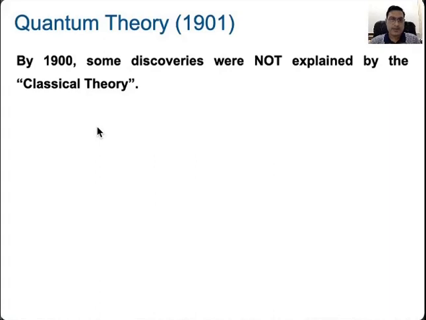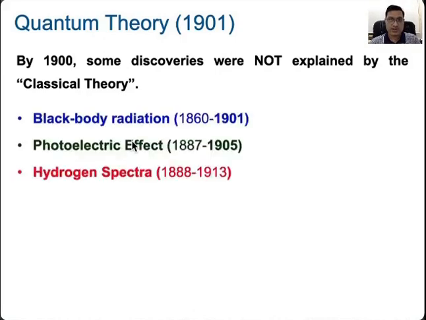So now, by 1900, there were some discoveries which were not explained by the classical theory or wave theory. And which are the three? For that purpose, I'm going to list three examples which you have seen in your 11th and 12th standard. The first example is black body radiation. The second is the photoelectric effect, and the third one is the hydrogen spectrum.